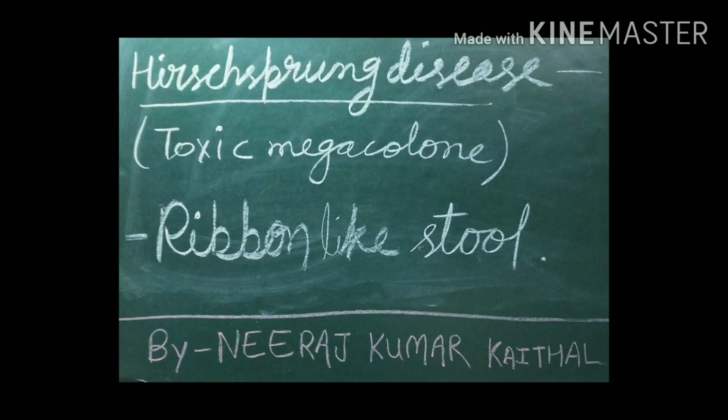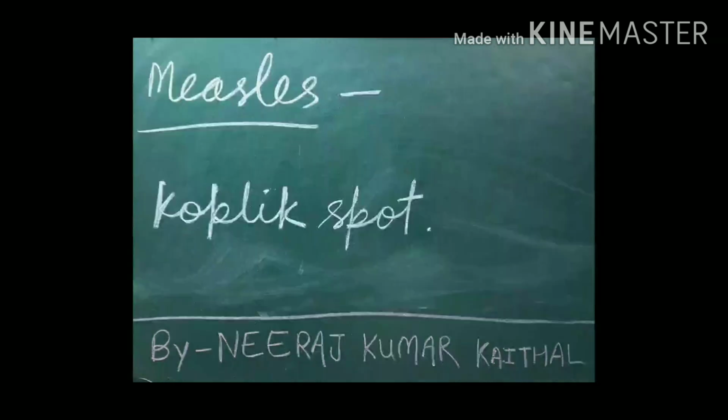Hirschsprung disease. Hirschsprung disease is also known as toxic megacolon. Important sign and symptom of this disease is ribbon-like stool. Last, measles. Measles is caused by the rubeola virus, so it is also known as rubeola disease.